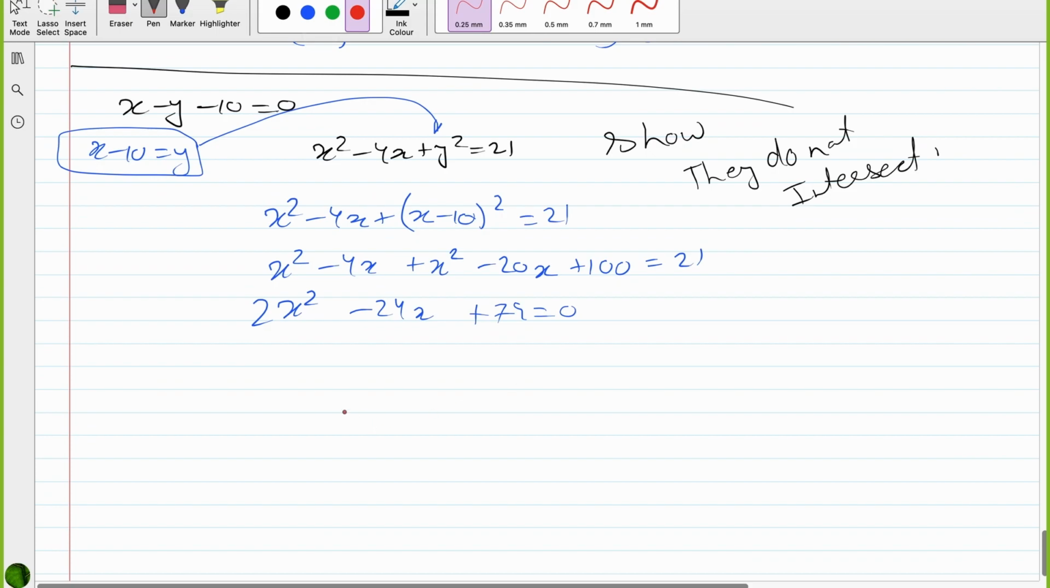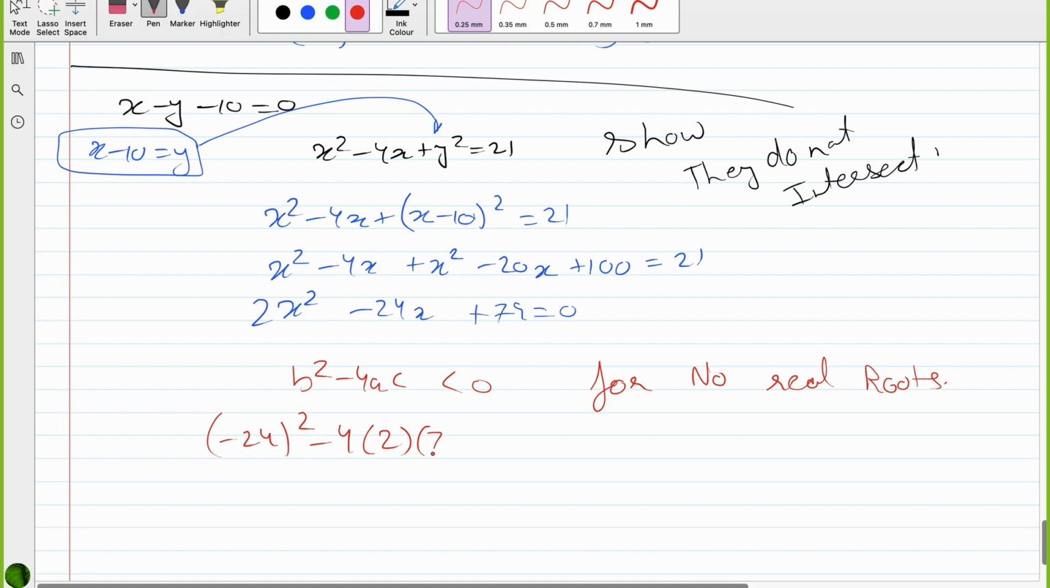Now we have to show that we do not have any roots. So b square minus 4ac should be less than 0 for no solution or no real roots, where b is minus 24 squared minus 4, a is 2, and c is 79. And let me get my calculator. Okay.